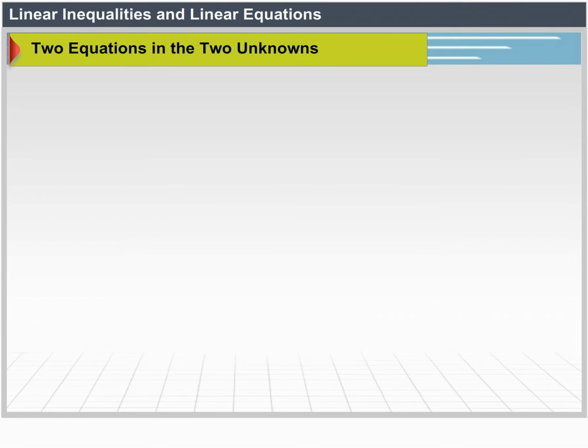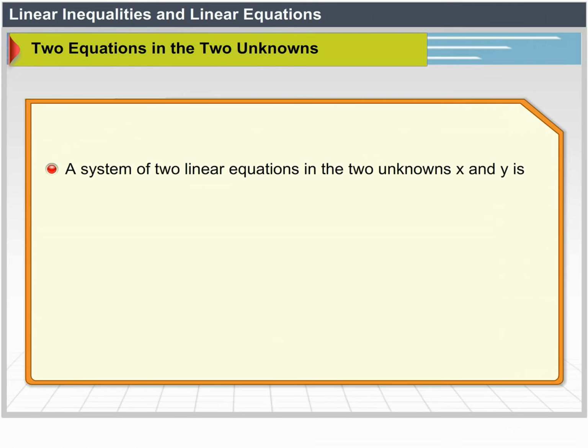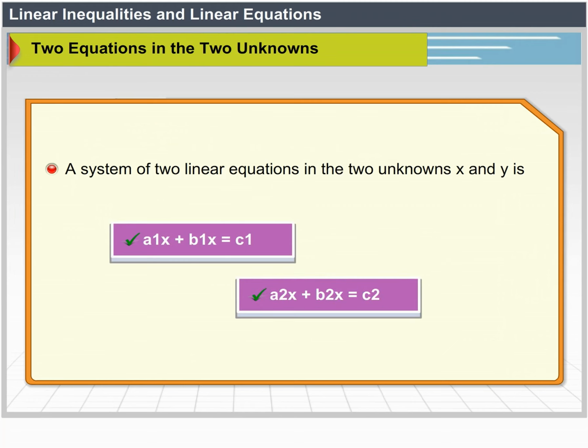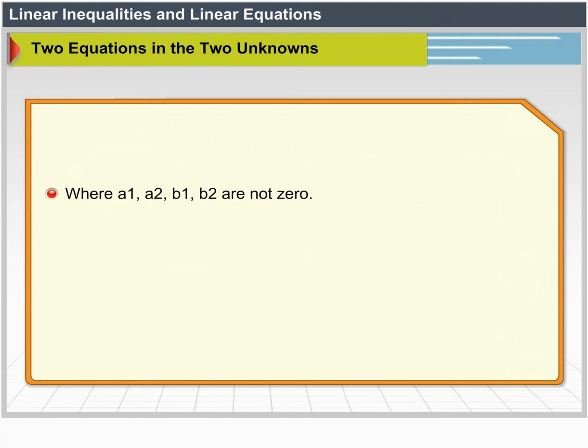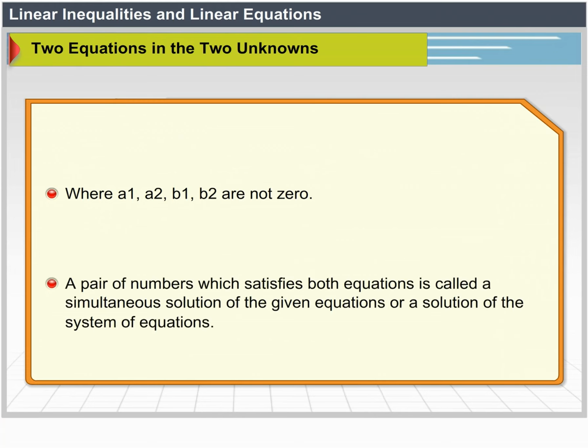Two equations in two unknowns. A system of two linear equations in the two unknowns x and y is a1x plus b1y equal to c1, a2x plus b2y equal to c2, where a1, a2, b1, b2 are not zero. A pair of numbers which satisfies both equations is called a simultaneous solution of the given equations, or a solution of the system of equations.